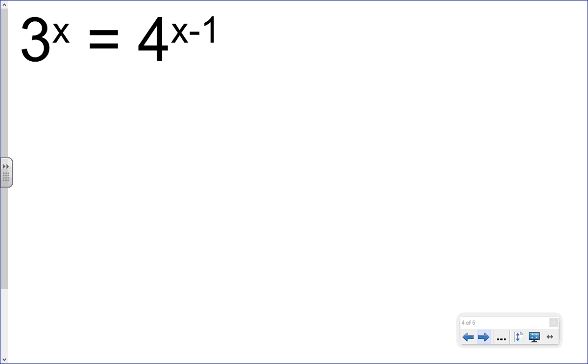3 is a prime number, right? 4 is not a prime number, but it doesn't have any factors of 3. If that were like an 8 to the x and 4 to the x minus 1, we'd be okay. We could use the one-to-one property because we could make them each base 2. But 3 and 4 don't have anything in common. We cannot write them as the same base. So we are going to have to use what we know about logarithms to help us.